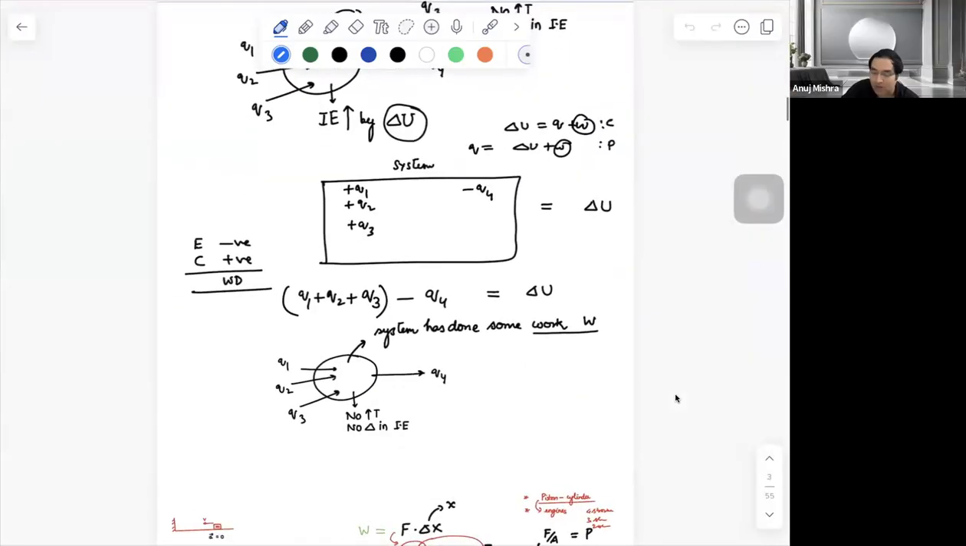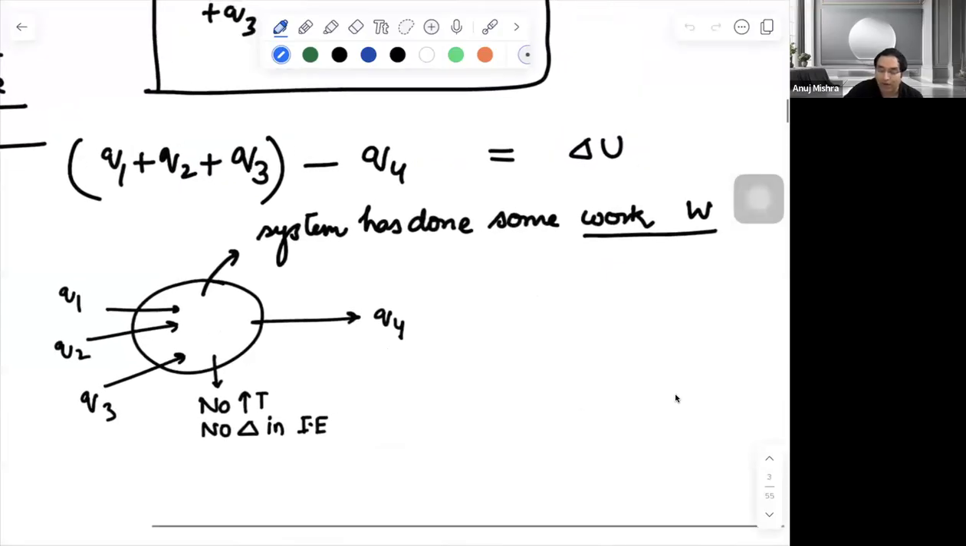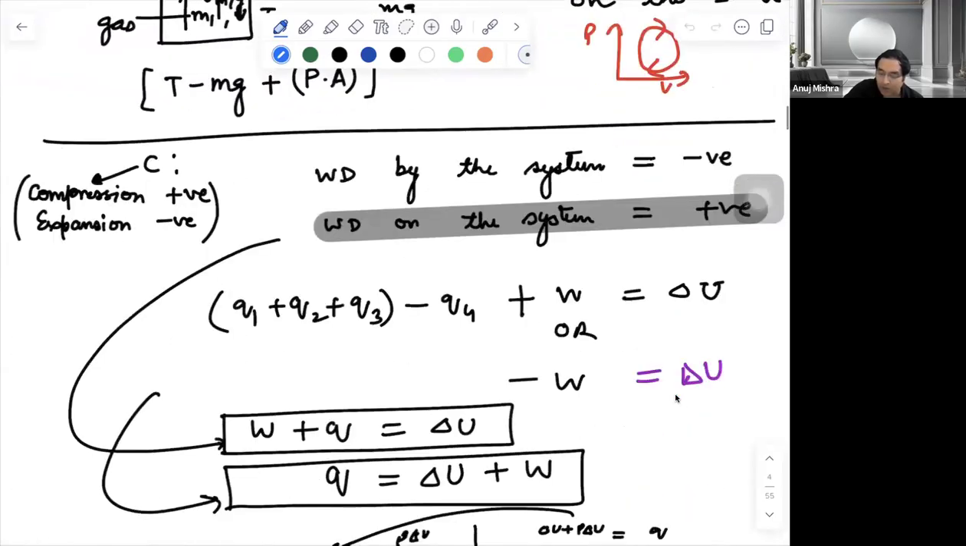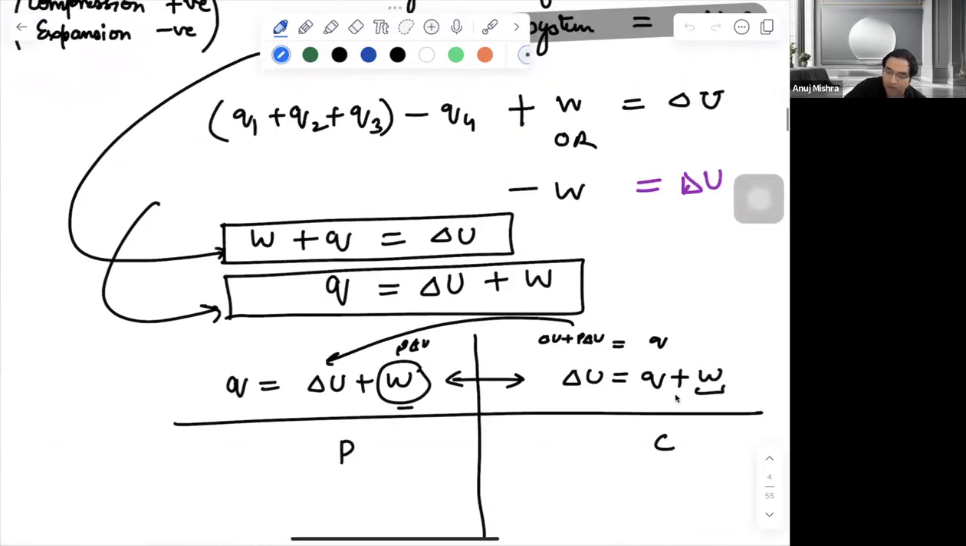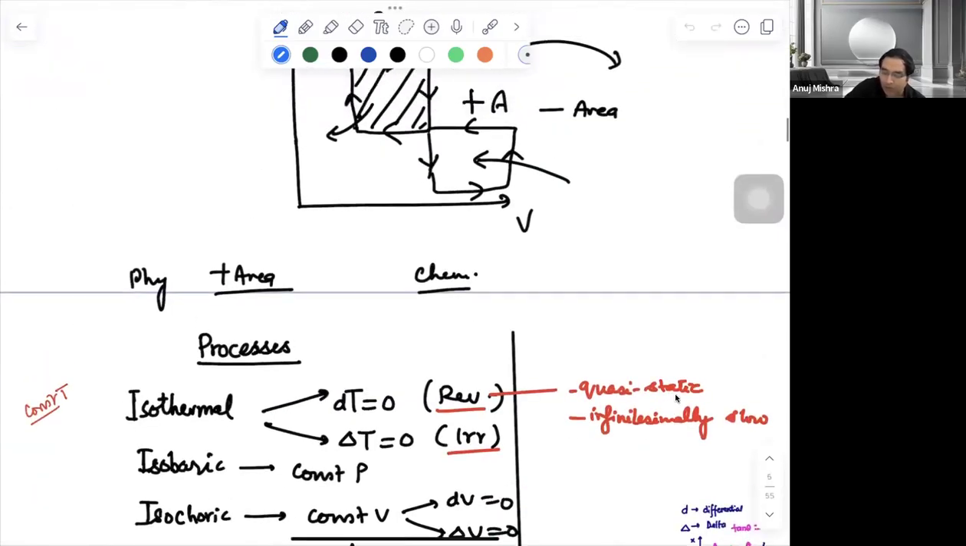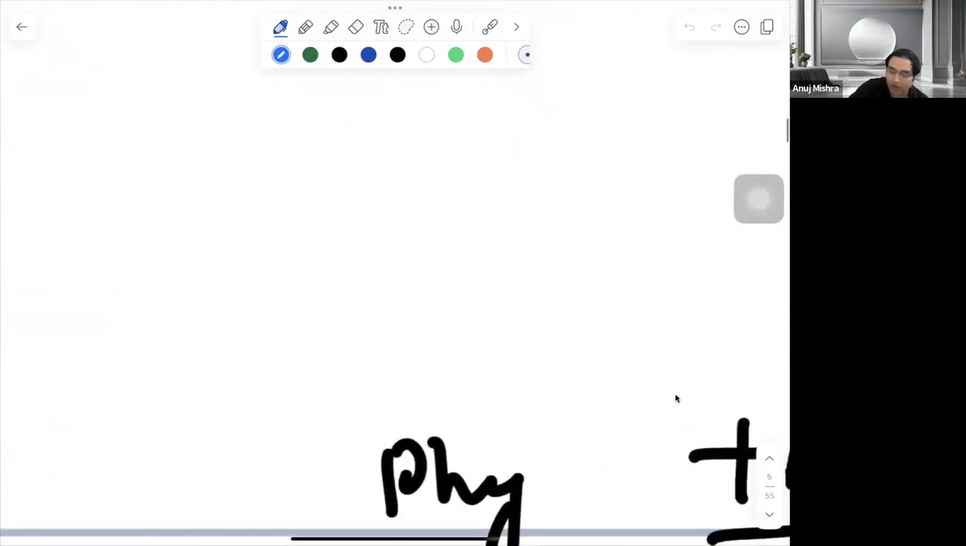Now, let's say work is also involved. The system has done some work, right? So what will be the value? Q1 plus Q2 plus Q3 minus Q4 minus W is delta U. So eventually, our final equation is delta U is Q plus W. Note it down, please.